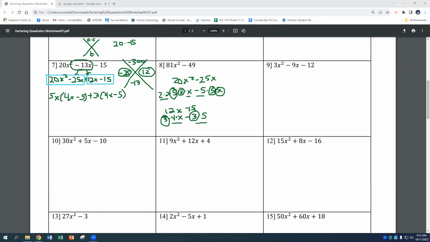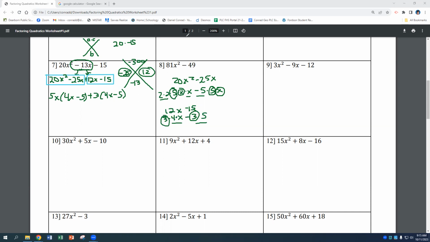If I work backwards, 5x times 4x is 20x squared. 5x times negative 5 is negative 25x. 3 times 4x is 12x. 3 times negative 5 is negative 15. If I go backwards and distribute, that's how we check. 5x times 4x, 20x squared. 5x times negative 5 is negative 25x. So if you work backwards, it should match up.